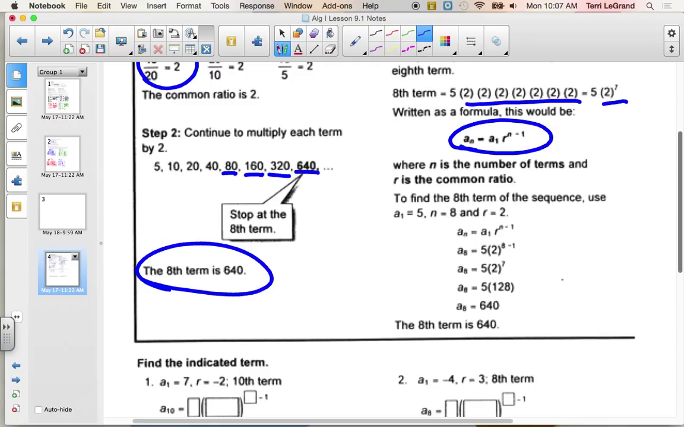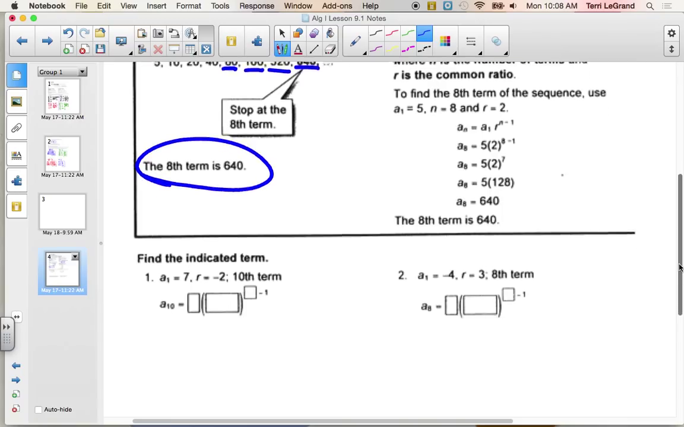And then a sub 1, remember, the same as with the arithmetic sequence, the sequence always has to start somewhere, so a sub 1 means the first term of the sequence. And then r is our common ratio, and then n minus 1. Why do we subtract 1 from n? Because if we're looking for the 8th term, we didn't multiply that first term by 2 8 times, we multiplied it 1 less time, we multiplied it 7 times.